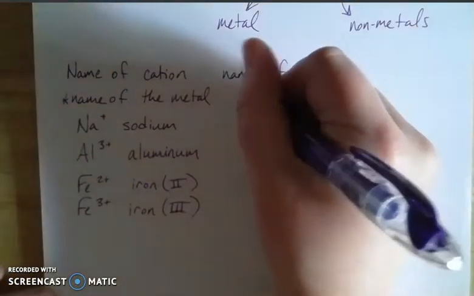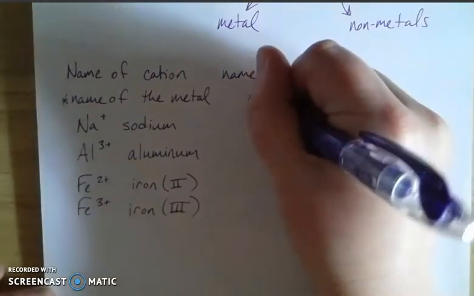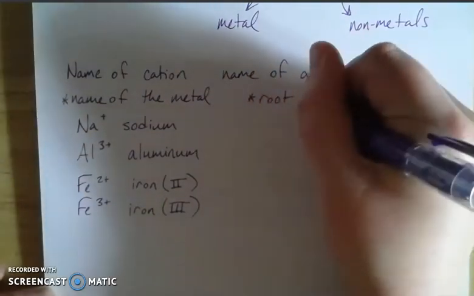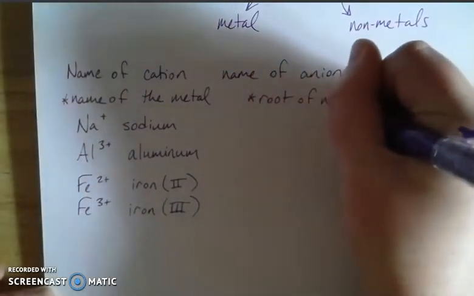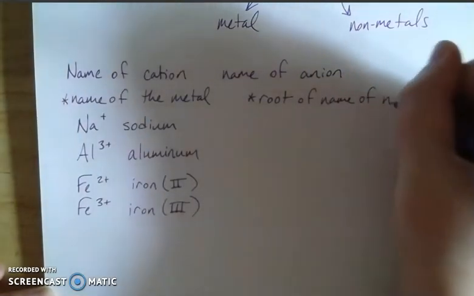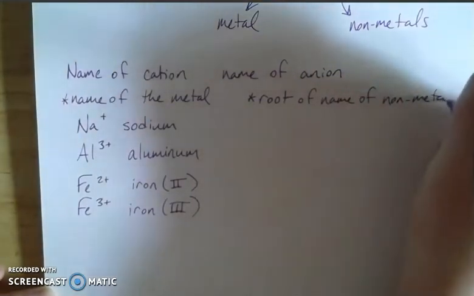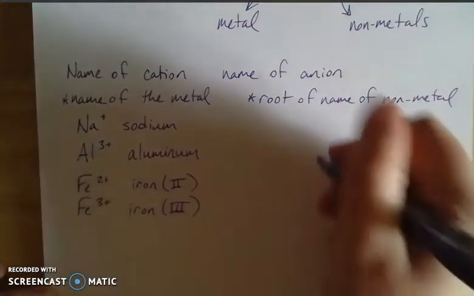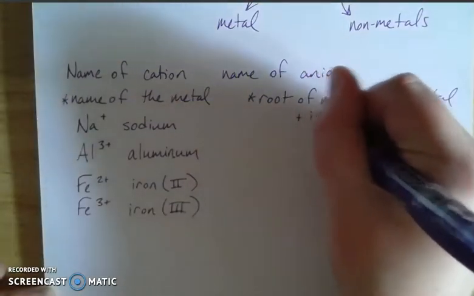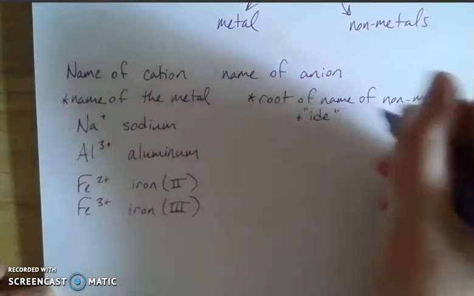For anions, it's the root of the name of the chemical element, which in this case is the nonmetal. So it's the root of the name of the nonmetal, and the ending is "ide."